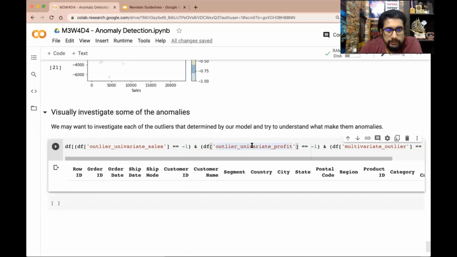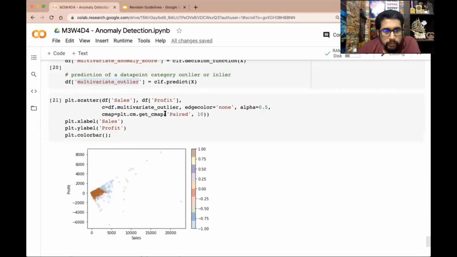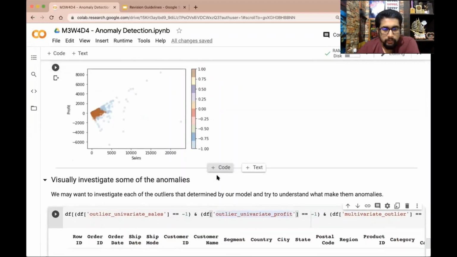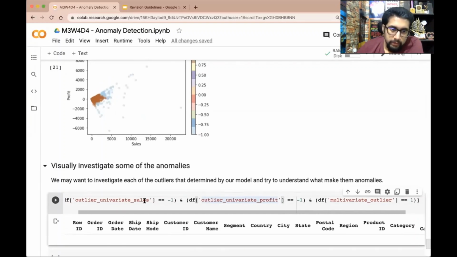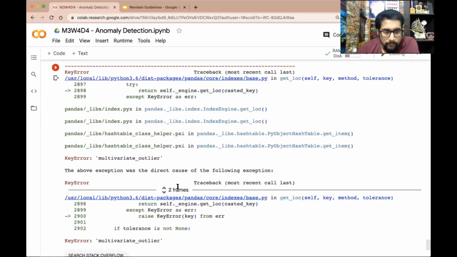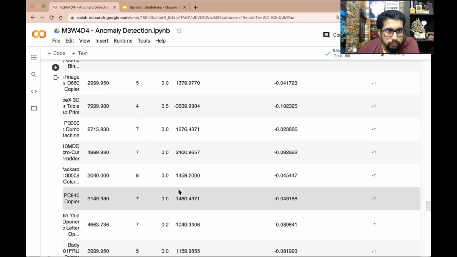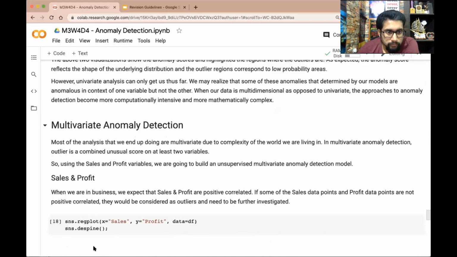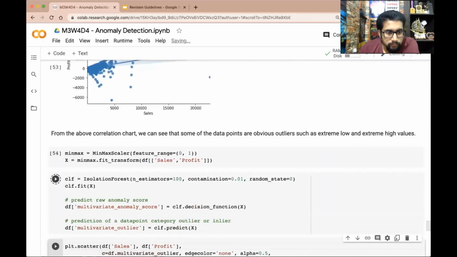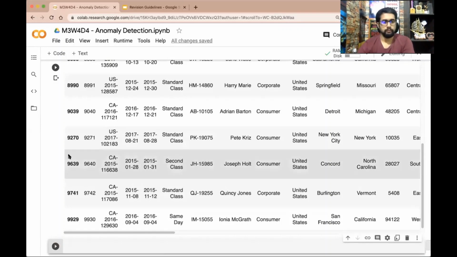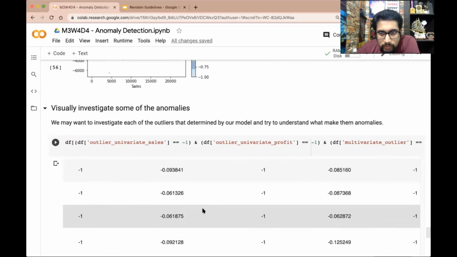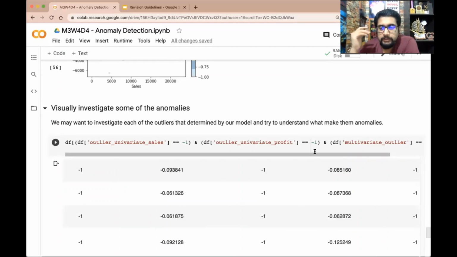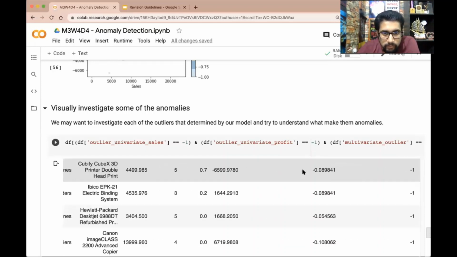Now I want to investigate and see some of the anomalies. Let's try to see those anomalies which are classified in univariate as well as in the multivariate one. Let's just look at this chunk, this subset of orders, which is an anomaly in terms of profit, sales, as well as in terms of multivariate. So which are these values? Let's try to see.